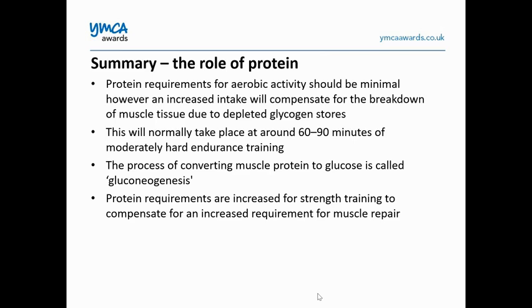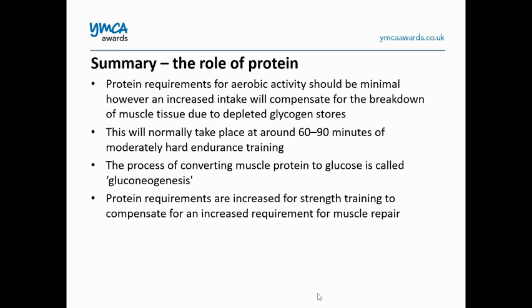So we're just going to briefly look at protein. So remember that generally our protein requirements during aerobic activity really are very minimal, but an increased intake is ultimately going to compensate for any breakdown of muscle tissue that occurs due to depleted glycogen stores. Remember that once the glycogen stores run out, the body might begin to use protein and amino acids as a source of fuel. And as I said, this normally takes place between 60 to 90 minutes after moderately hard endurance training, when those muscle glycogen levels have really dropped.